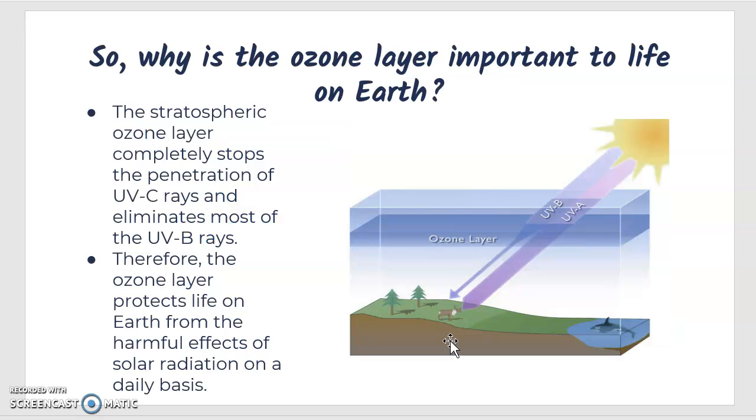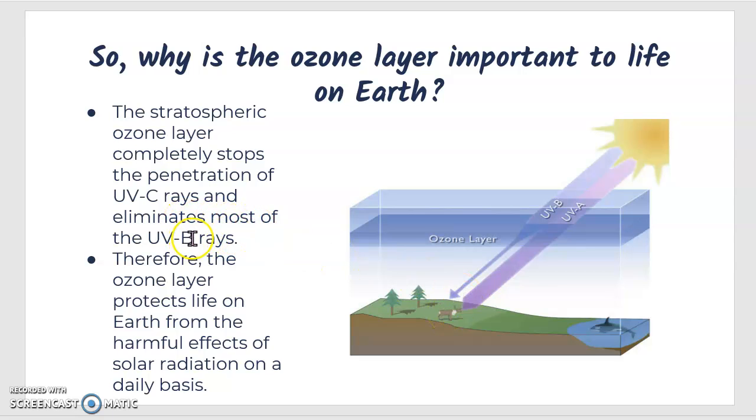So why is the ozone layer important to life? The stratospheric ozone layer is called stratospheric because it is found in the stratosphere of our atmosphere. It completely stops the penetration of UVC rays. Remember, UVC rays are very dangerous. So we are thankful to our ozone layer, because these UV rays cannot reach the surface of the Earth.